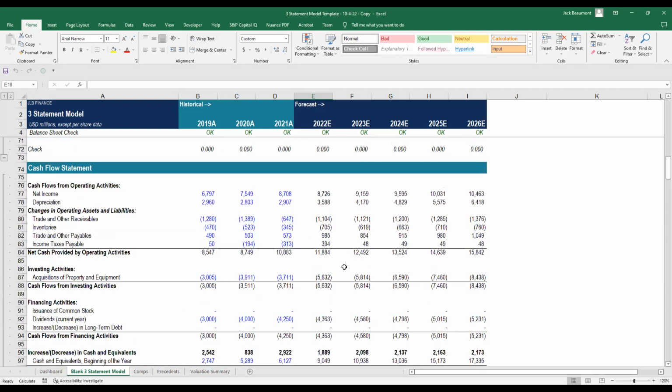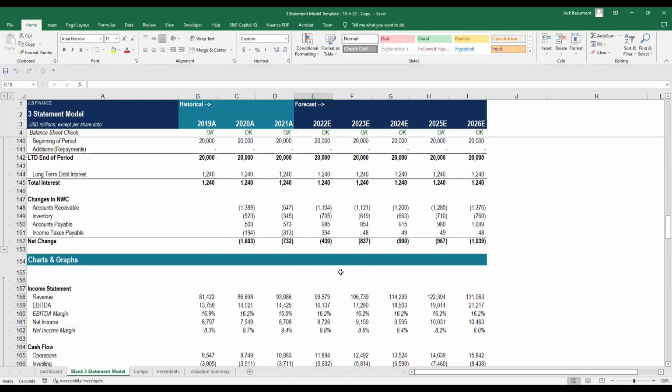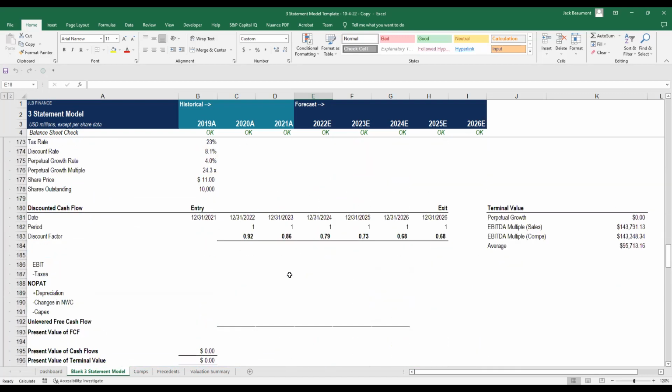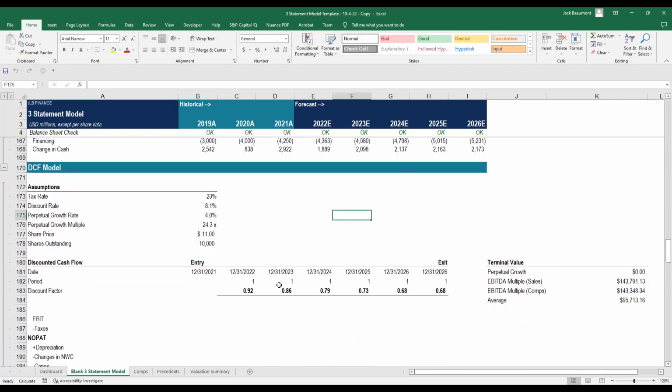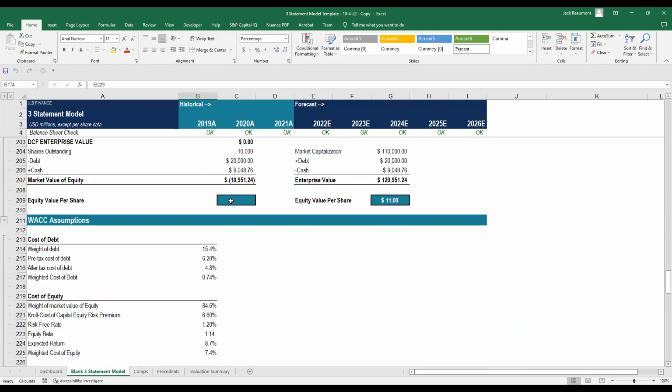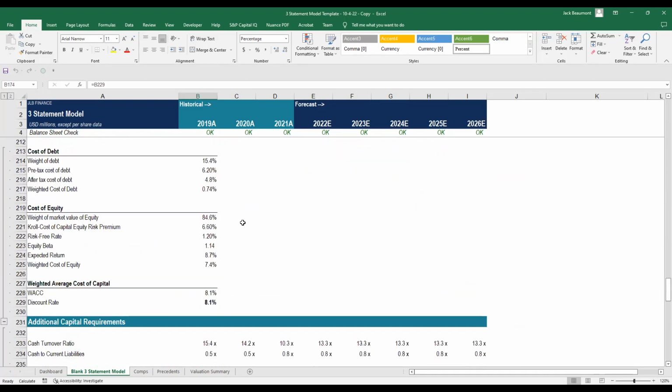Okay, so where we're at now is down here in the DCF model, discounted cash flow model. Some of these you'll see there's already some information in here. That's going to be the tax rate, based off of the three statement model average. The discount rate is, sorry, it should be up here.